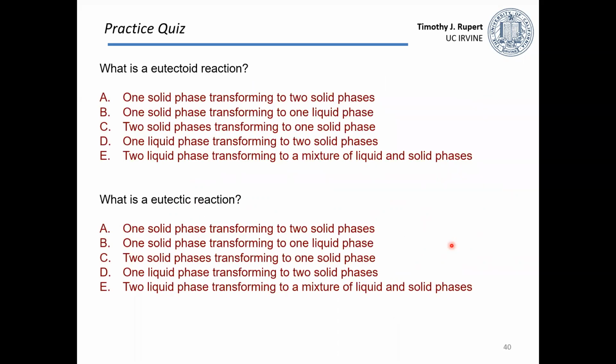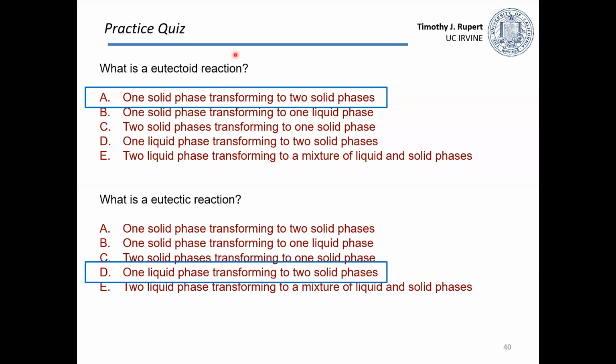So let's do sort of a quick sanity check. What's a eutectoid and what's a eutectic? They're very similar. We're going from one phase to two solid phases. The only difference is what we start as. So the eutectic is when we start as a liquid, and the eutectoid is when we start as a solid. Okay, so our end result, we have two solid phases. Eutectic, we start as a liquid. Eutectoid, we start as a solid.